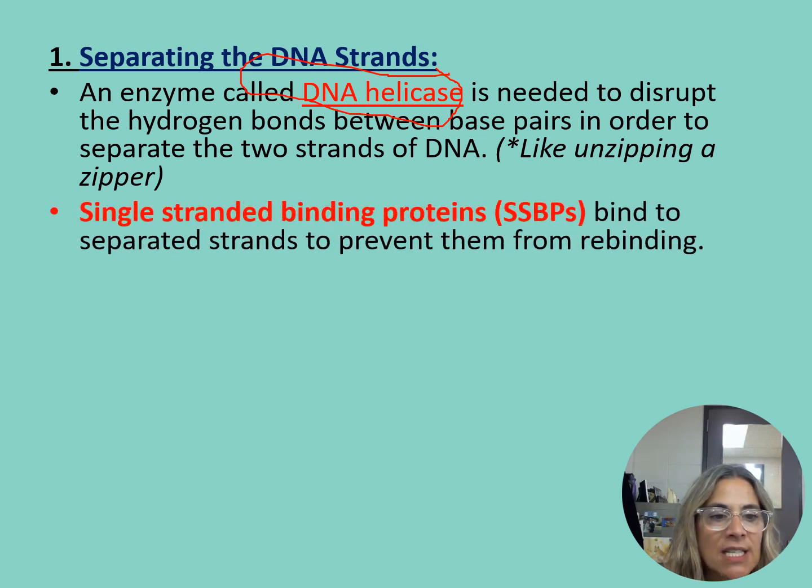Next, we have those SSBPs, which we talked about previously. Those are the single-stranded binding proteins, and what they do is bind to the separated strands to prevent those base pairs from re-engaging and those hydrogen bonds from reforming. Because if there weren't those SSBPs, the helicase would break the bonds and then they would go and reform, and the helicase would break the bonds and then they would reform again, which is obviously counterproductive when you're trying to keep that strand separate for replication.